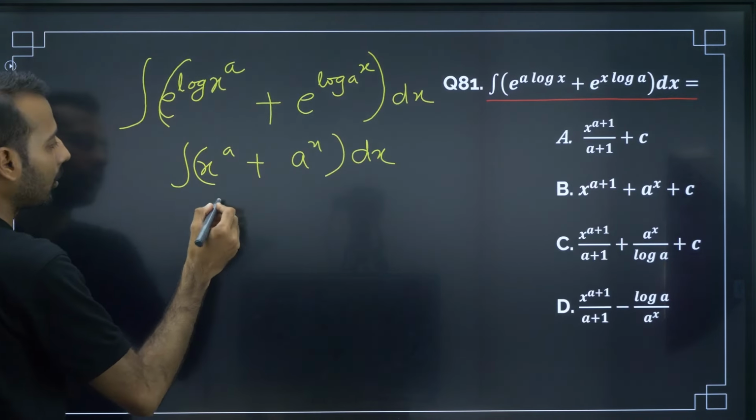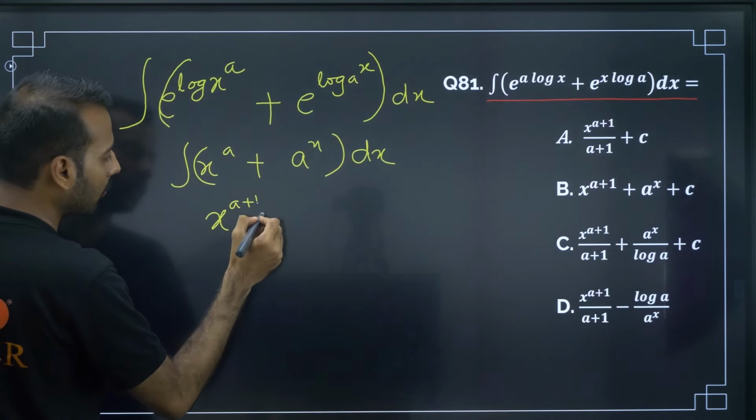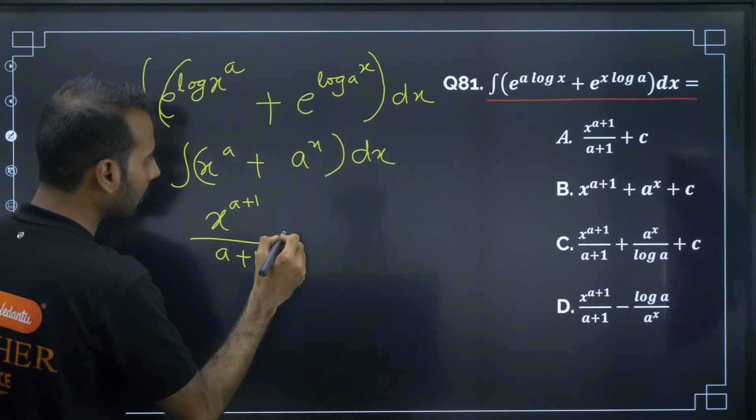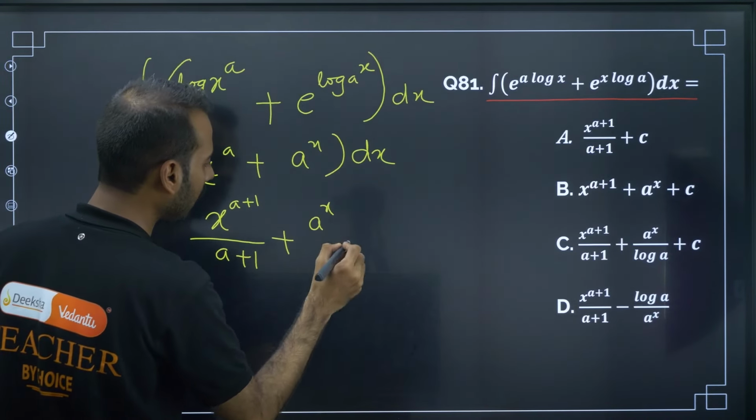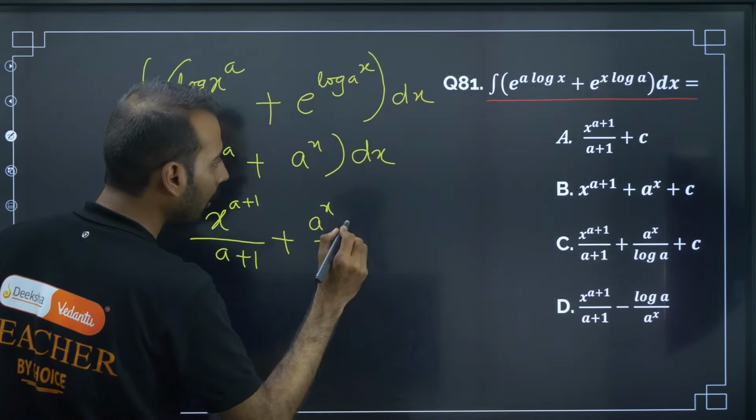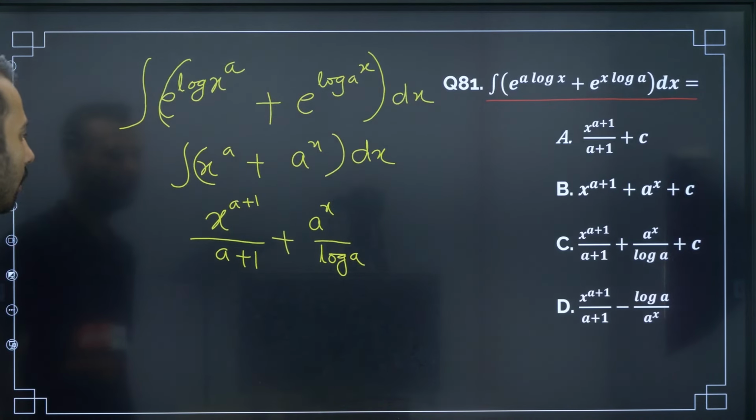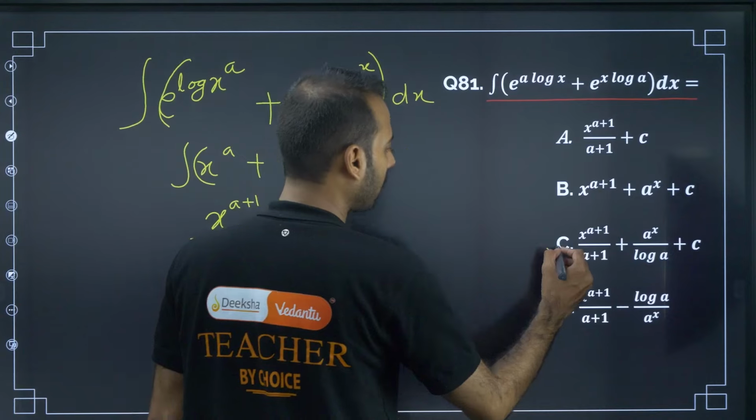So integration of x raised to a is x raised to a plus 1 by a plus 1, plus integration of a raised to x, which is a raised to x divided by log a. So x raised to a plus 1 by a plus 1 plus a raised to x by log a. Which is the answer for this?